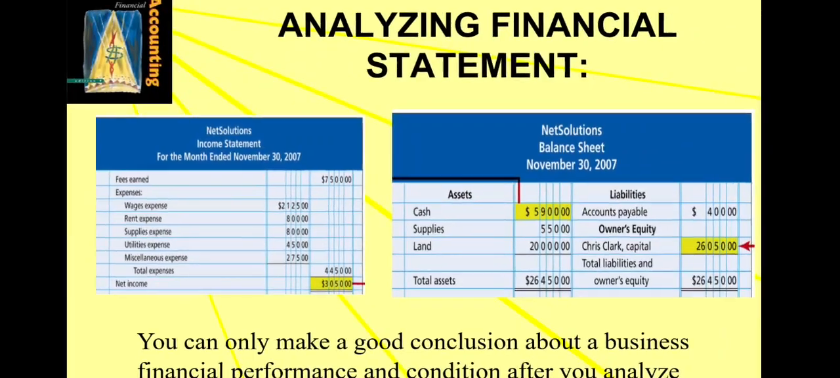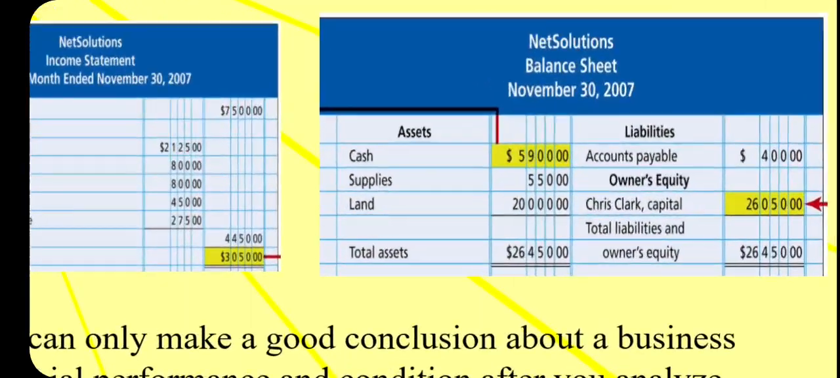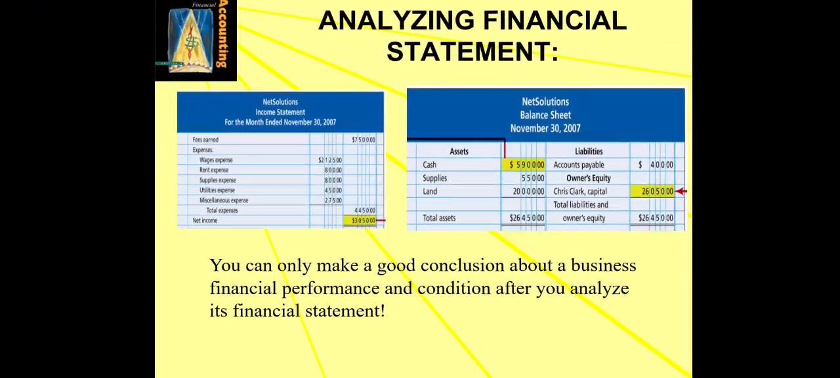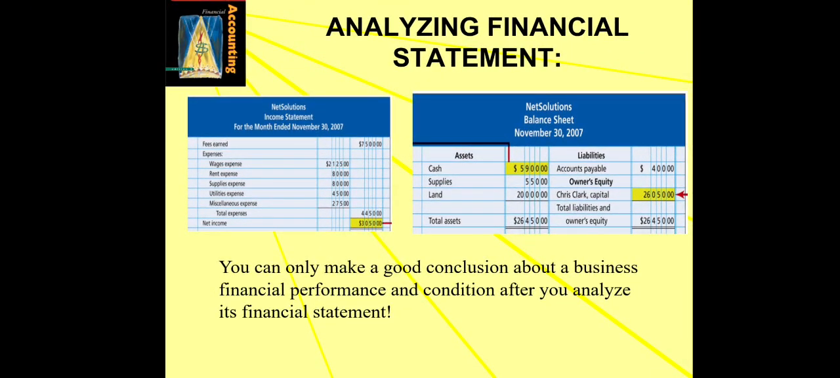So the income statement shows the financial performance of the business. And then the second document that you have learned is the balance sheet. This is a T format balance sheet. On the left side of the report, you can see the list of all assets: cash, supplies, land, etc. The total is 26,450, and then liabilities and owner's equity, the total is also 26,450. So the balance sheet, remember, shows the financial condition of a business. Okay, now these two are the output of financial accounting.